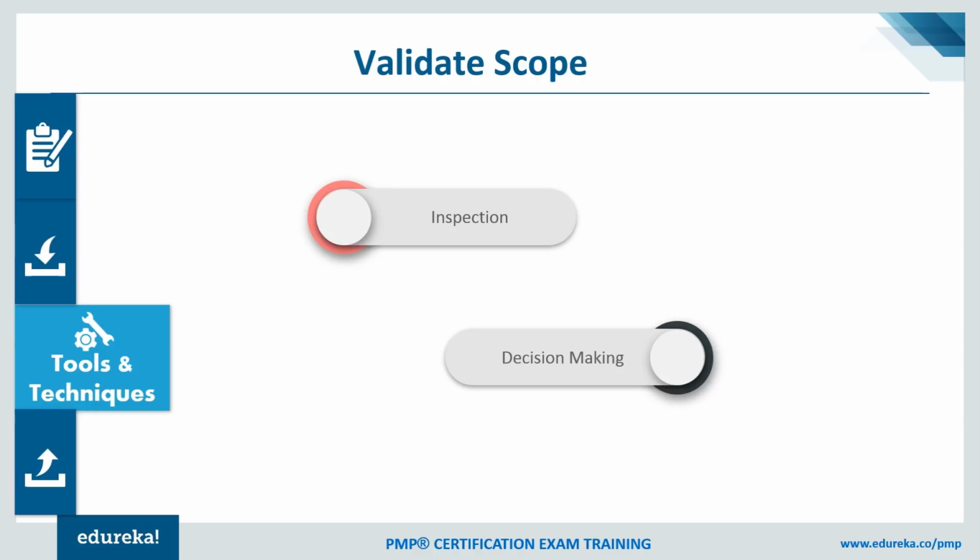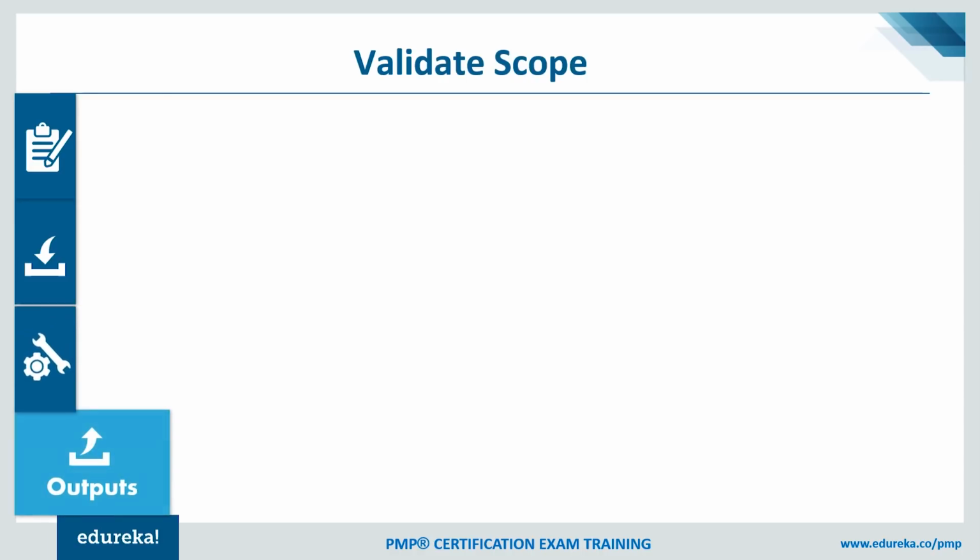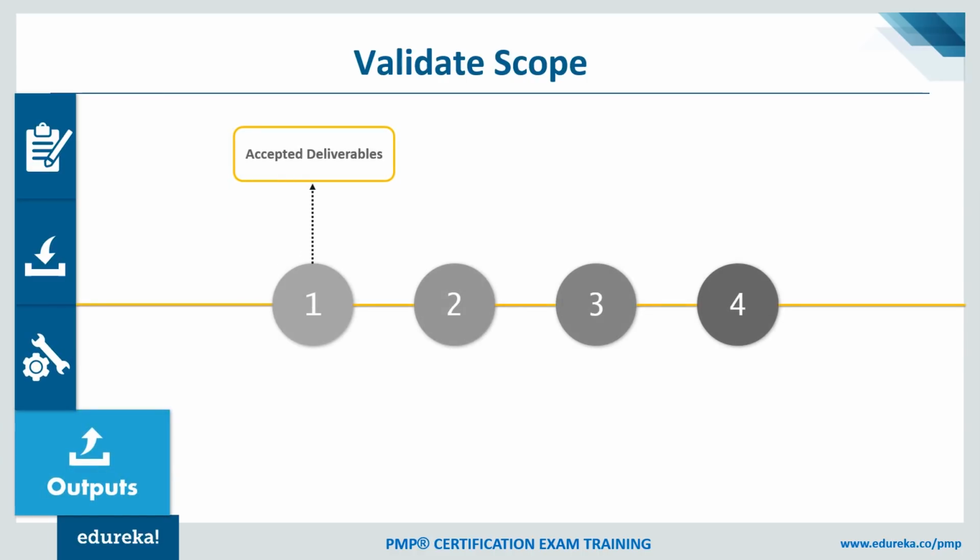What do I get out of this? I would get the accepted deliverable. By the end of this process, I would know whether my customer has accepted it, considering whether this meets acceptance criteria or not. Work performance information will be one of the outputs. As I mentioned earlier, it will come from the tool.